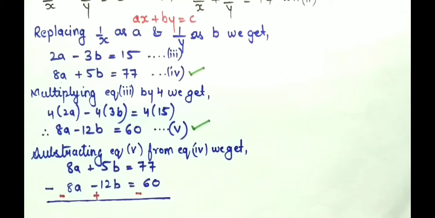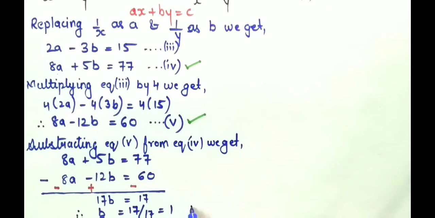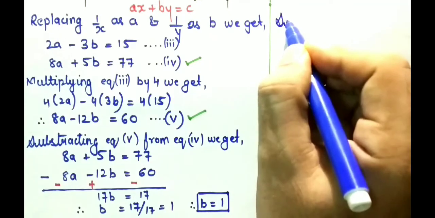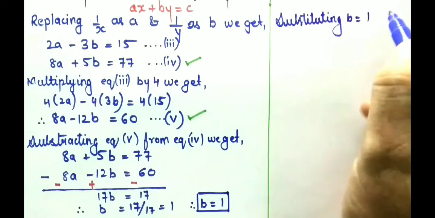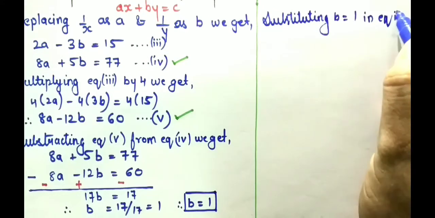Subtracting causes change in sign of 8, which becomes minus, 12 which becomes plus, and 60 which becomes minus. This gives me 17b is equal to 17. Therefore b is equal to 17 divided by 17 is equal to 1. Now we have to substitute this value of b in any of the above equation except the first two. I take substituting b is equal to 1 in equation 3 for ease.